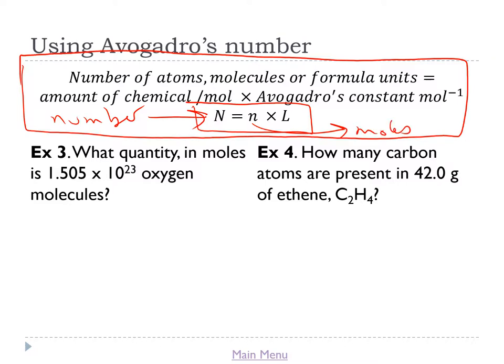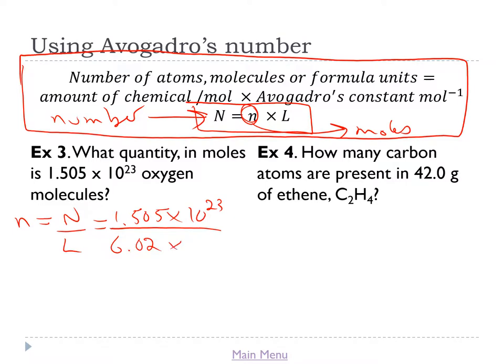So how does that look in practice? Let's look at example 3 first of all. So example 3, we are trying to find the quantity in moles. So we need to rearrange to make n the subject. So we're going to say n equals N divided by L, number of particles divided by Avogadro's number. So we've got 1.505 times 10 to the 23 divided by 6.02 times 10 to the 23. And that is going to come to 0.250.